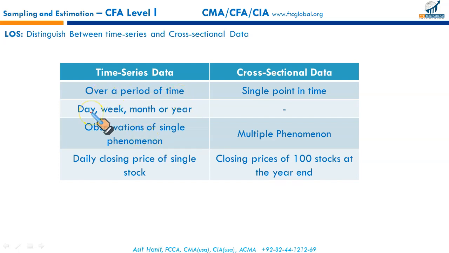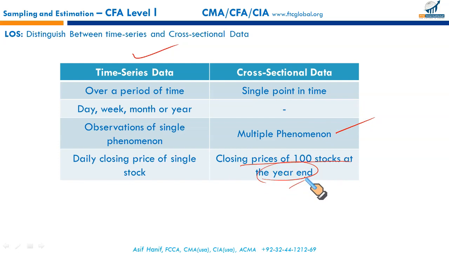The time could be a day, a stock price on every day, or a stock price every week, or every month, or every year. Single stock, observation of a single stock. Daily closing prices of a single stock, that's called time series data. And cross-sectional data, on the other hand, contains observations on multiple phenomena, like closing prices of 100 stocks at the end of the year or at any point in time.